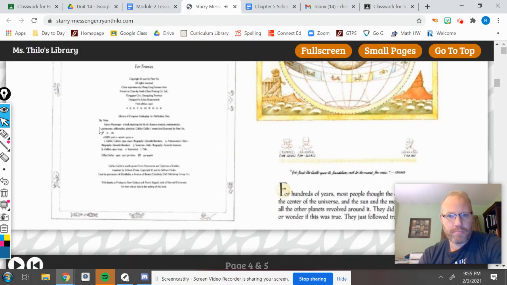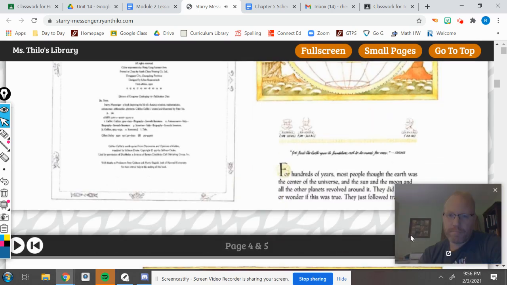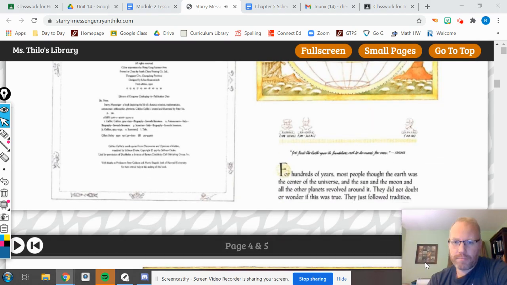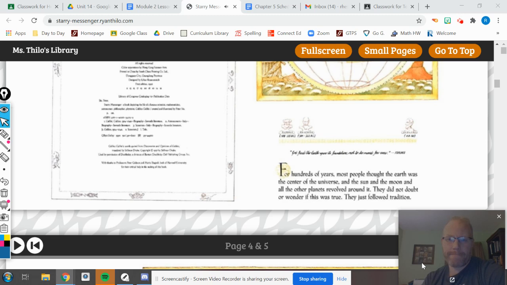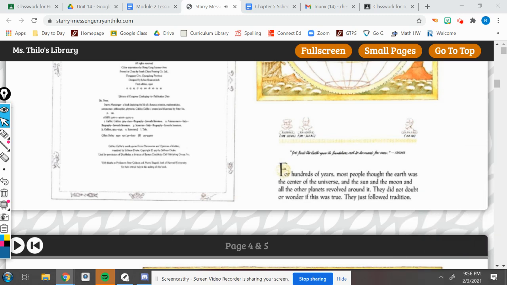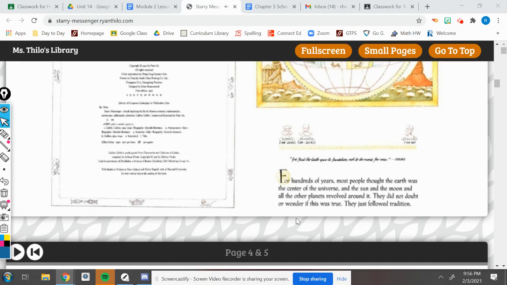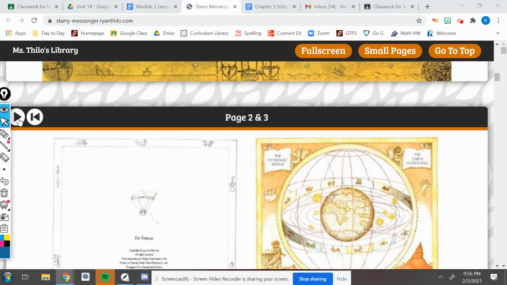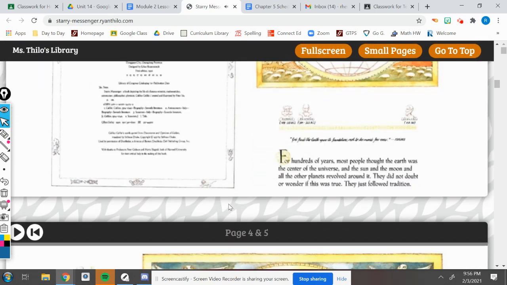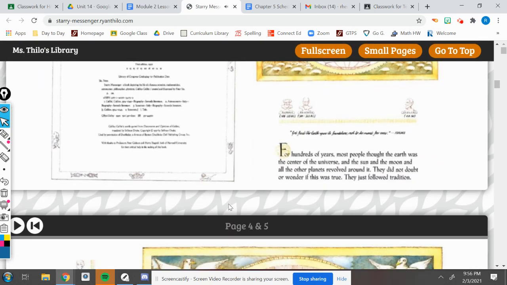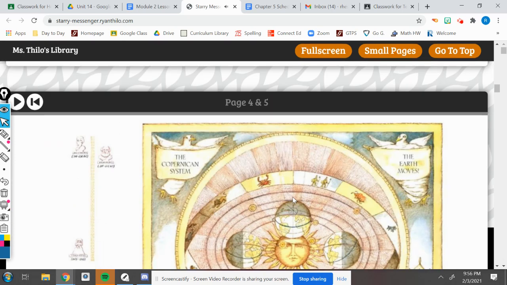For hundreds of years, most people thought the Earth was the center of the universe, and the Sun and the Moon and all the other planets revolved around it. They did not dare wonder if this was true. They just followed tradition.